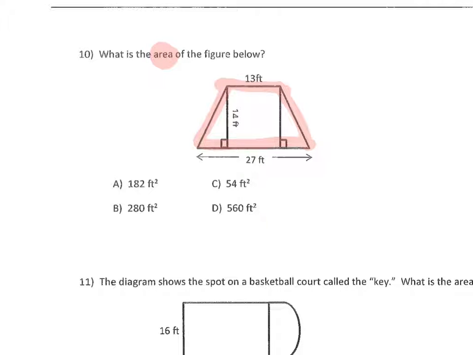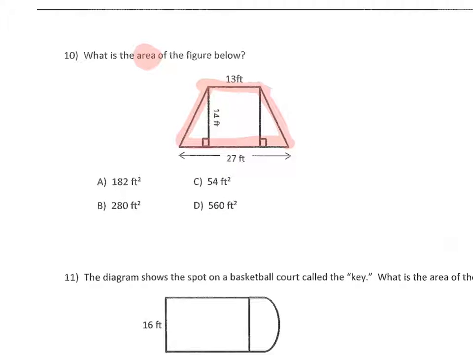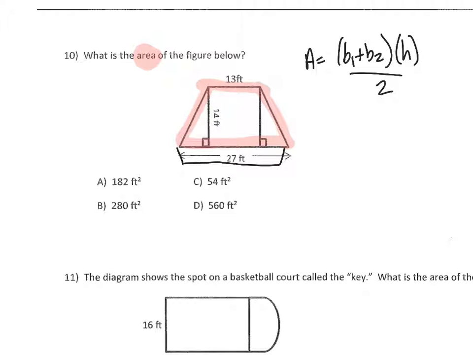So the area. We need to look for the area of a trapezoid formula. Area of a trapezoid: base 1 plus base 2 times height divided by 2. So one of my bases is 27, plus my second base, which is 13, and then my height of 14. And then I want to divide that by 2.